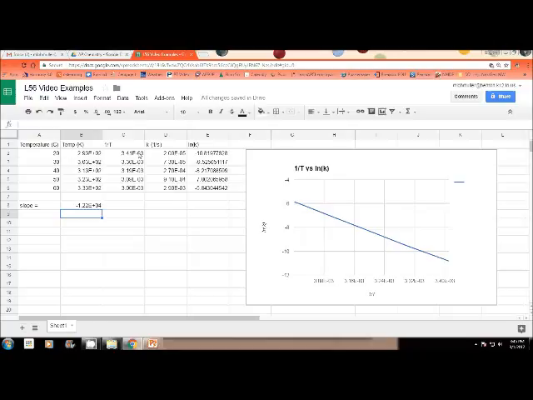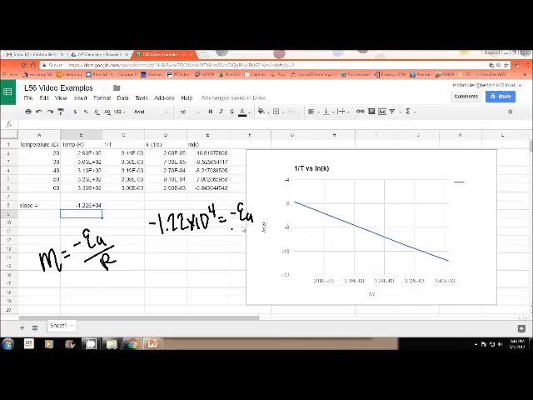Okay? Well, that is not our end result. That is our slope, which, remember, from our linear function, the slope is equal to the negative activation energy over R. Now we're going to plug in and solve for the EA. So I have my negative 1.22 times 10 to the fourth is equal to negative EA over R, which is 8.3145.